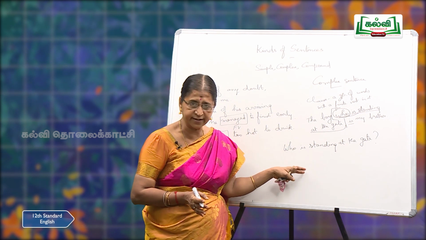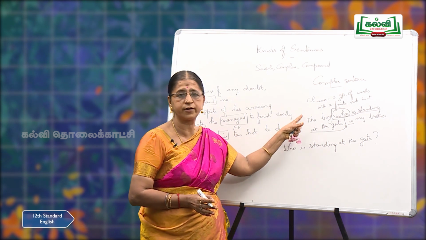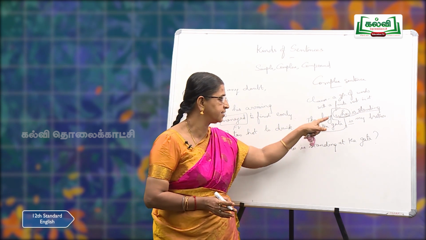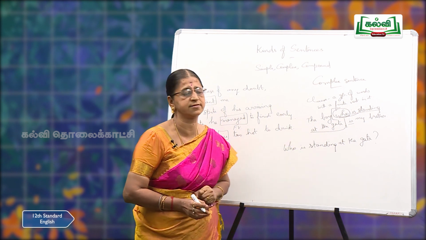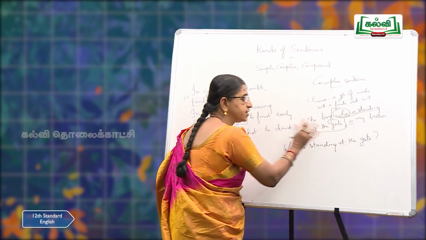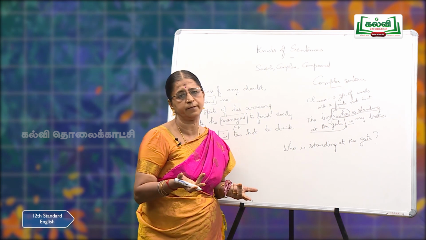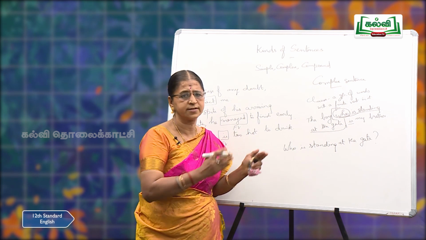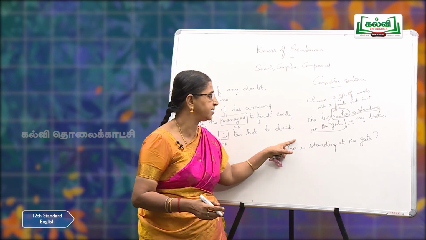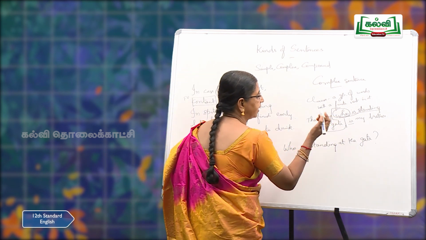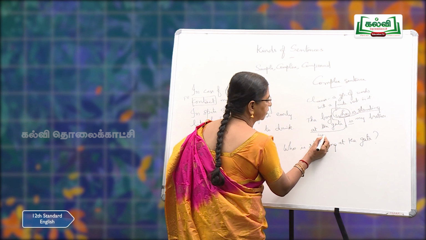It is a simple sentence, of course. This is totally different from this one. Here this occurs as a part of the sentence. So if you just separate out this section alone, who is standing at the gate? Incomplete. What do we know about that person? Someone who is standing at the gate, it is incomplete. So who is standing at the gate here is your subordinate clause.